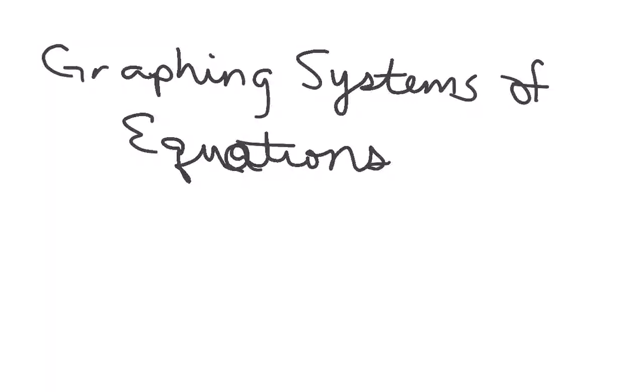Hello. Today we're going to talk about graphing systems of equations. So this means that we have a couple of equations that we want to work together, and we want to be able to find the solution that works in both of them. So that's what's called a system of equations. So let's go over a few examples for you today.